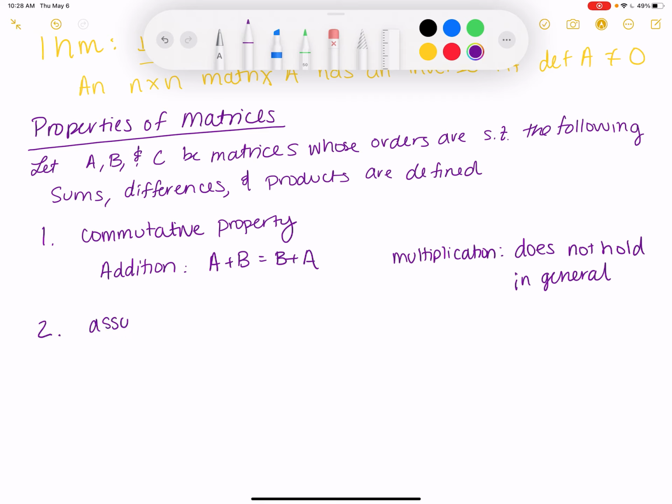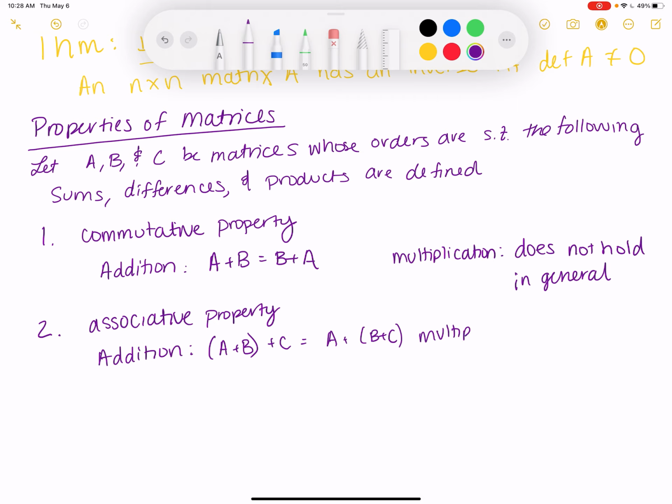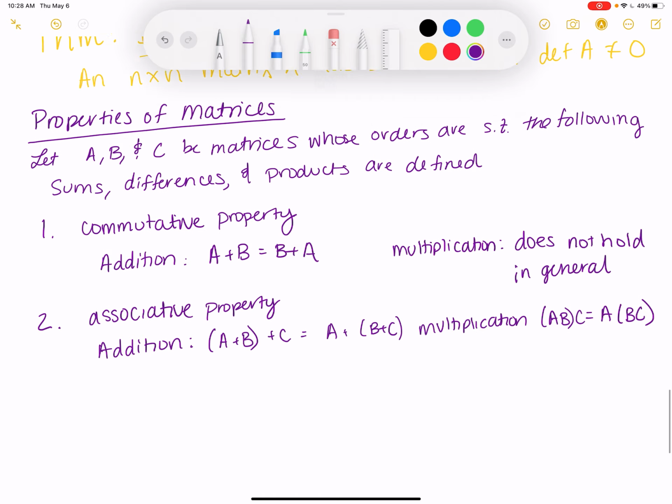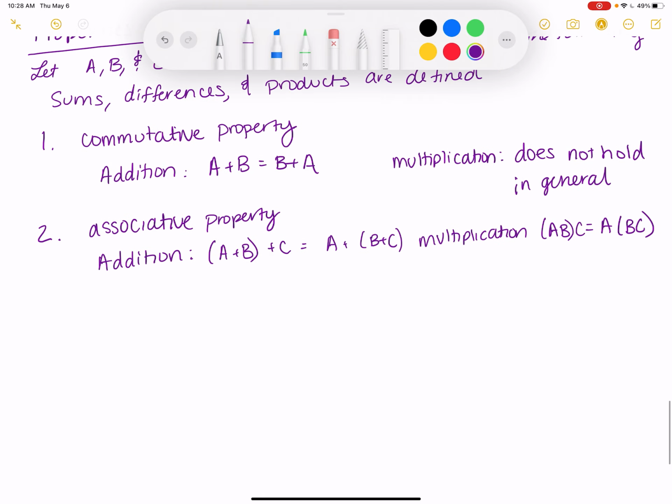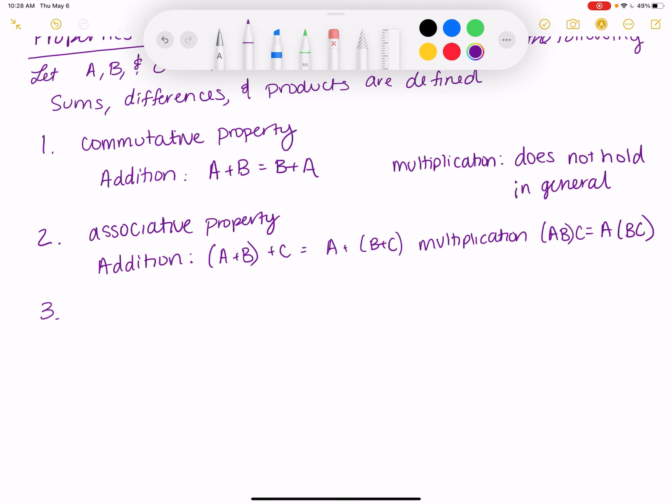2, the associative property. For addition, A plus B plus C is equal to A plus B plus C. For multiplication, A times B times C is equal to A times B times C.